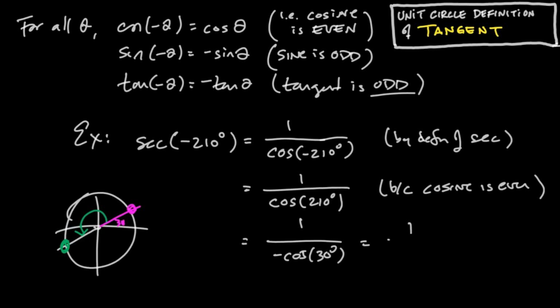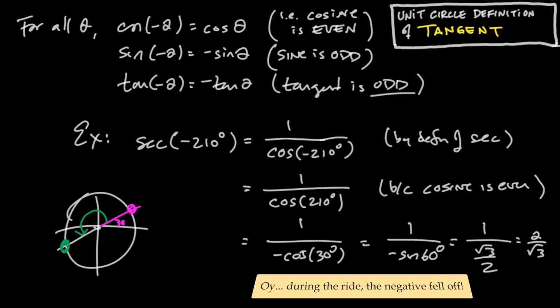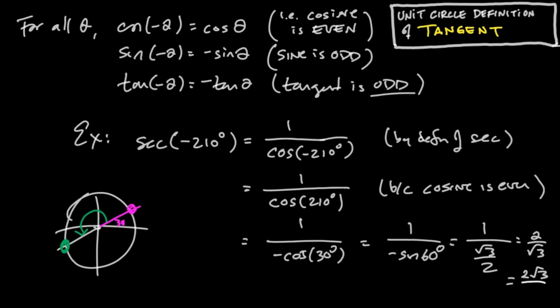And now what? What's the cosine of 30 degrees? Well, use your cofunction identity. Cosine of 30 degrees is minus sine of 60 degrees. Or rather, cosine of 30 degrees is sine of 60 degrees. We're just dragging that negative along for the ride. Sine of 60 degrees, everyone knows, is root 3 over 2. So that gives us 2 over root 3, or if you like, 2 root 3 over 3.